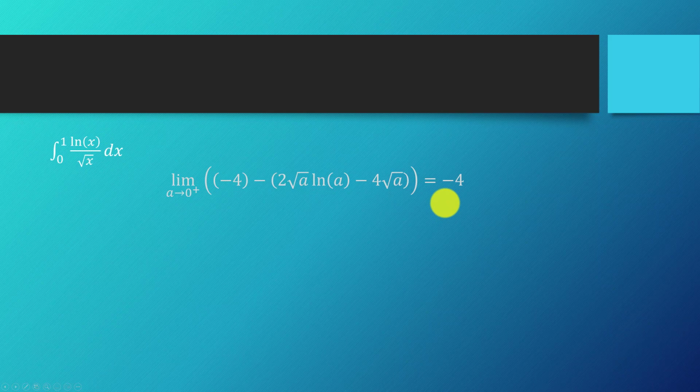The solutions for this problem on the sheet say 0, but that is incorrect. It is negative 4. All right, hopefully you are feeling a little bit more comfortable with improper integrals.